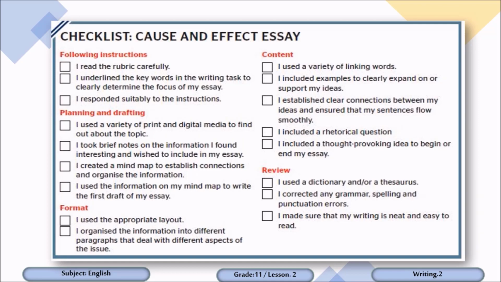For example, you need to look at the instructions to read them well. We need also to read the planning and drafting, how to get a good format, how to develop the content of your essay, and also how to get a good review. This checklist will help you a lot to get a good mark in writing a cause and effect essay. Please read the checklist carefully.